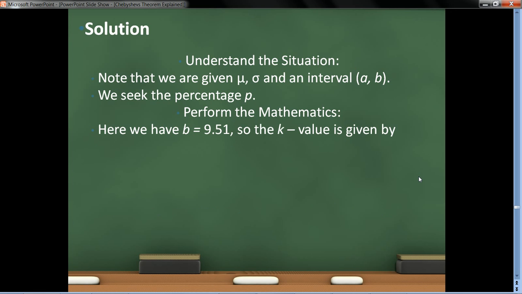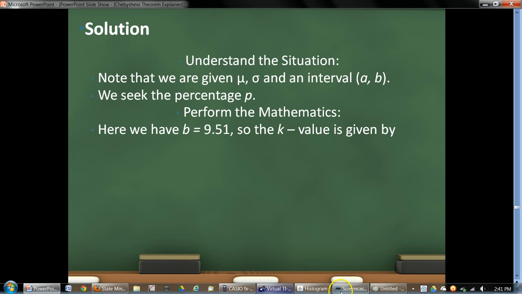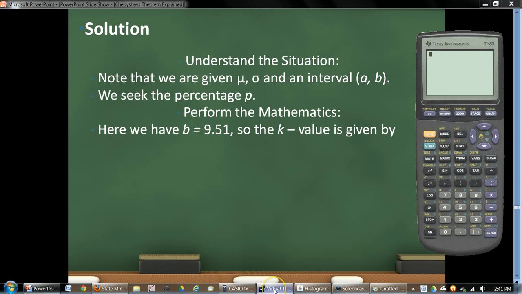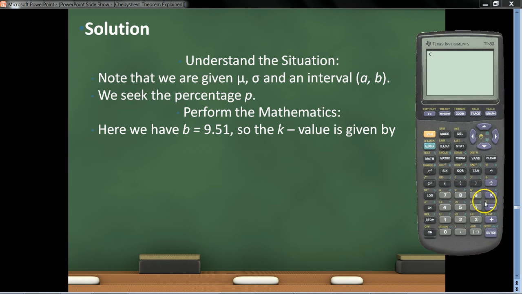First, we see that the right endpoint is $9.51, so let's go ahead and compute the K value. I'll grab a graphing calculator this time. We want to take the right endpoint, $9.51, subtract off the mean, that's $6.51, and then divide that number by the standard deviation, $2.39.